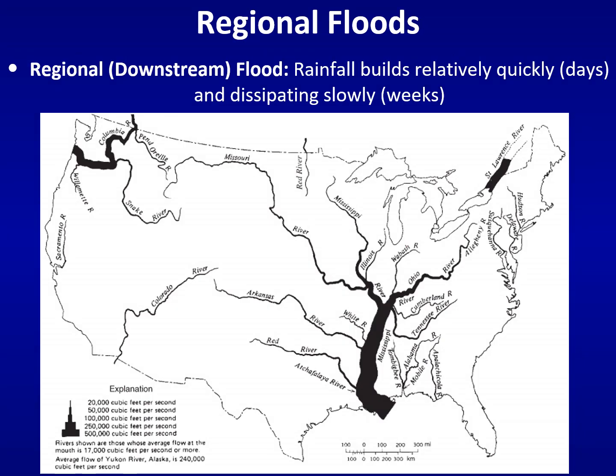Regional or downstream floods occur because rain builds over relatively short periods of time, like days and weeks, and it takes a long time for the water to subside. Pictured here is kind of a little look at the discharge in cubic feet per second of each of the major rivers in the U.S., and you can see by far the Mississippi is the largest, just a really massive amount of water coming out of the Mississippi here.